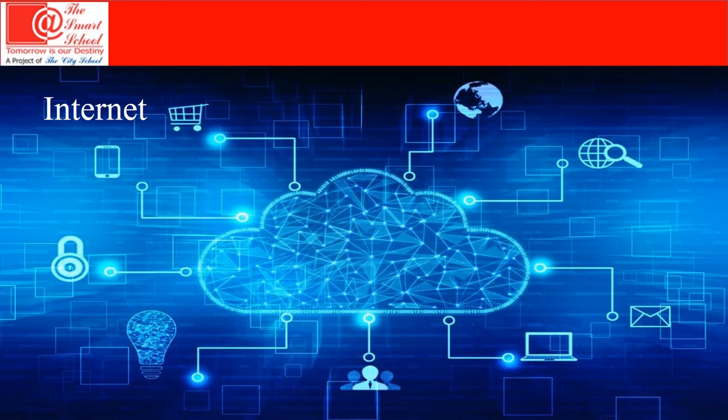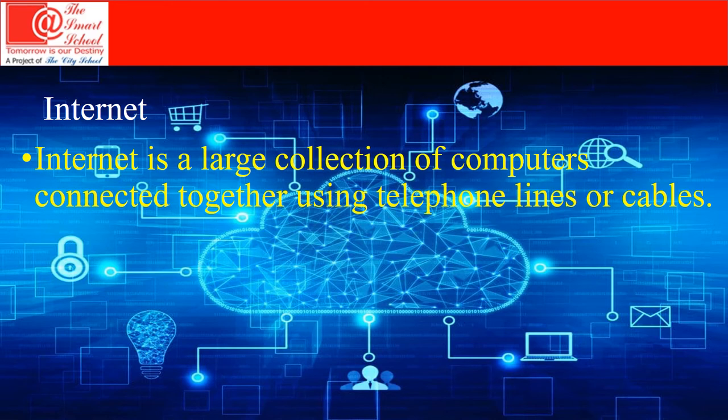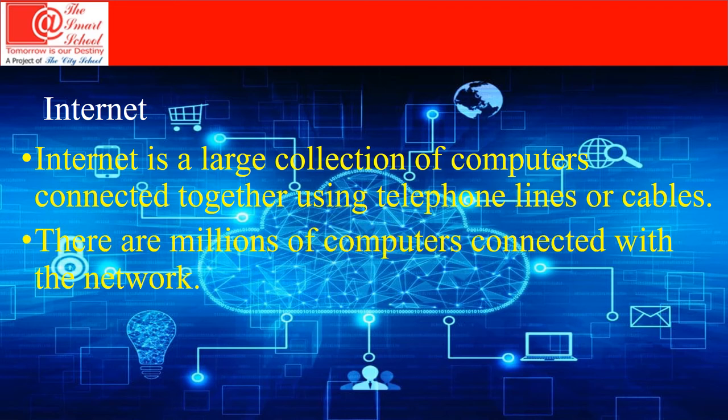Now we shall discuss internet. What do you think internet is? Yes, you are right. It is a way in which computers communicate with one another. The computers may be placed close to each other, or they may be placed far from each other. Internet is a large collection of computers connected together using telephone lines or cables. There are millions of computers connected with the internet.